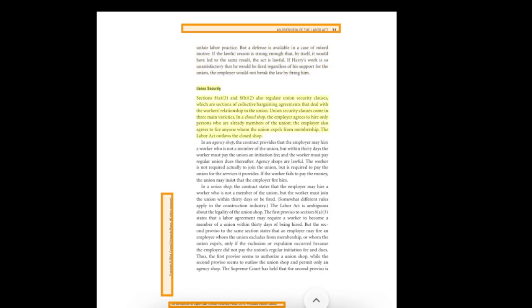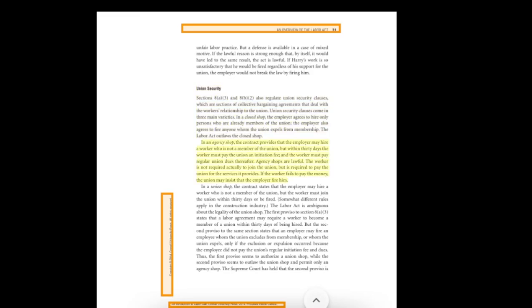Union security. Sections 8(a)(3) and 8(b)(2) also regulate union security clauses, which are sections of collective bargaining agreements that deal with the worker's relationship to the union. Union security clauses come in three main varieties. In a closed shop, the employer agrees to hire only persons who are already members of the union. The employer also agrees to fire anyone whom the union expels from membership. The Labor Act outlaws the closed shop.